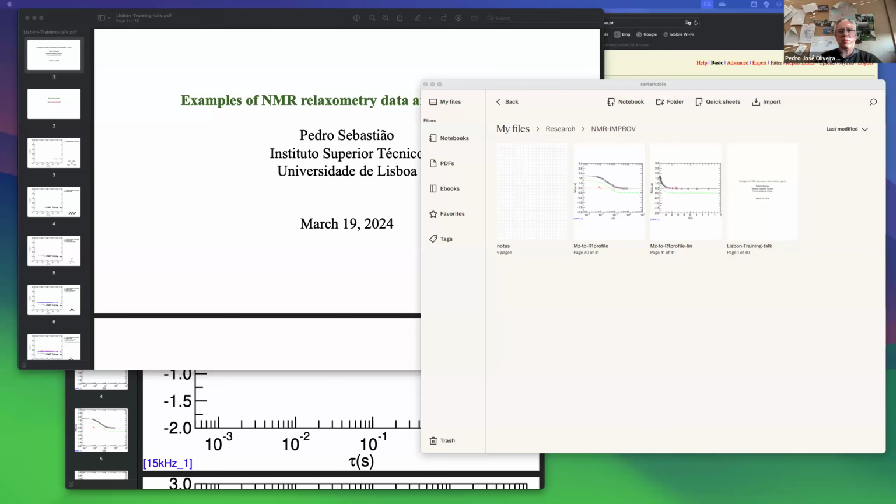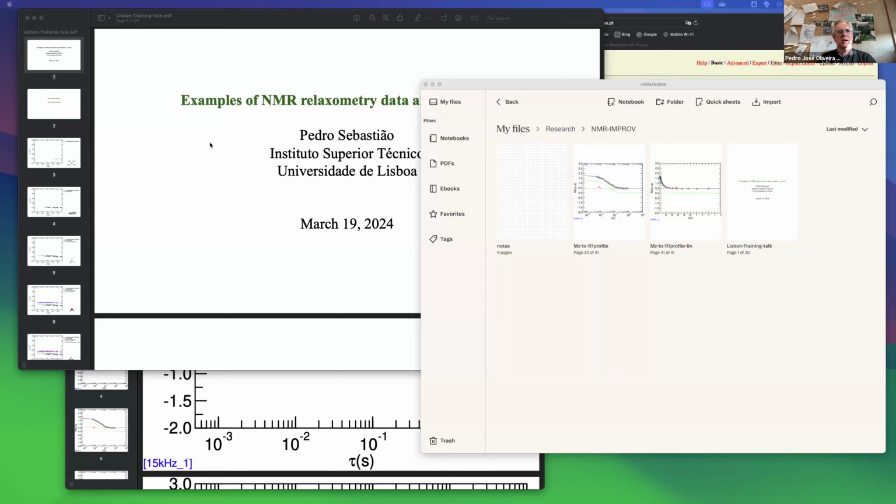Are you seeing my screen right now? Hello? Yes, we are seeing your screen. Okay, thank you. Because I'm using two monitors, and that will be a learning path for me. So I hope everything goes okay.